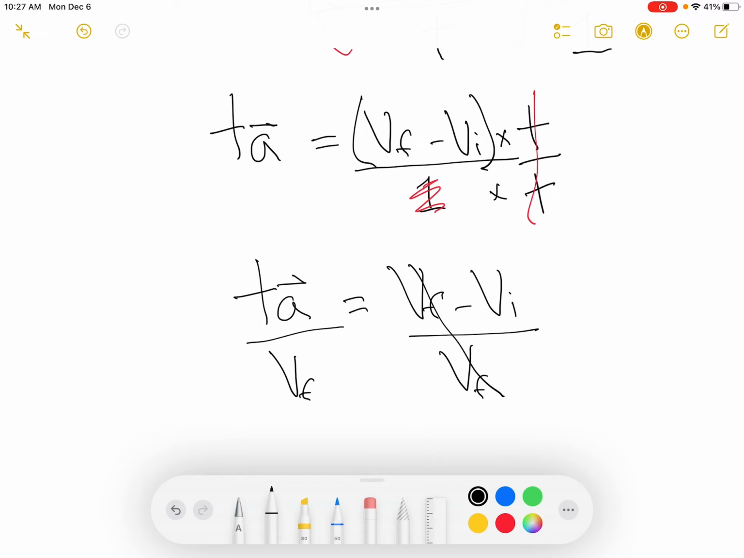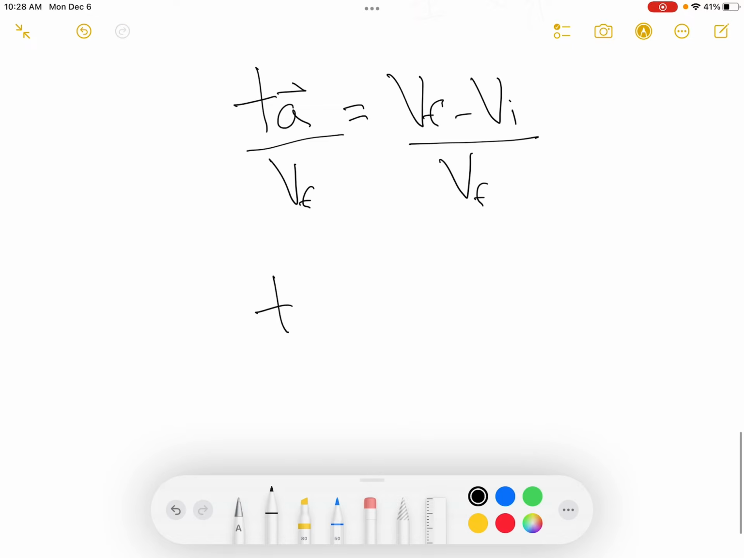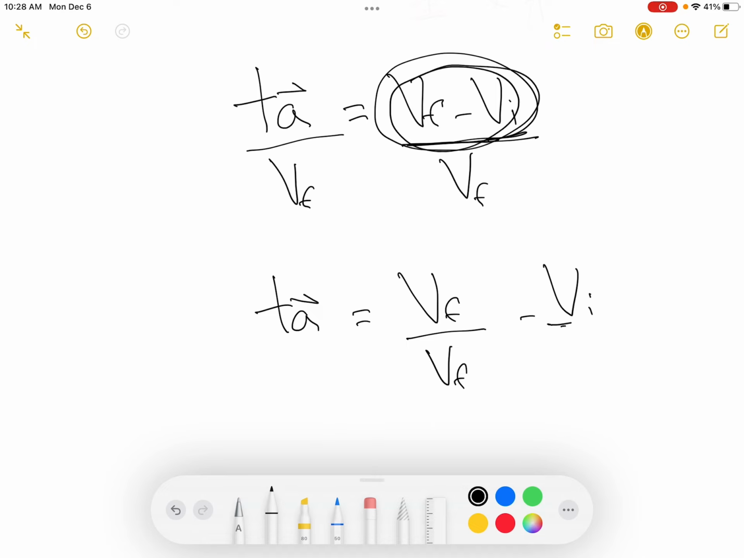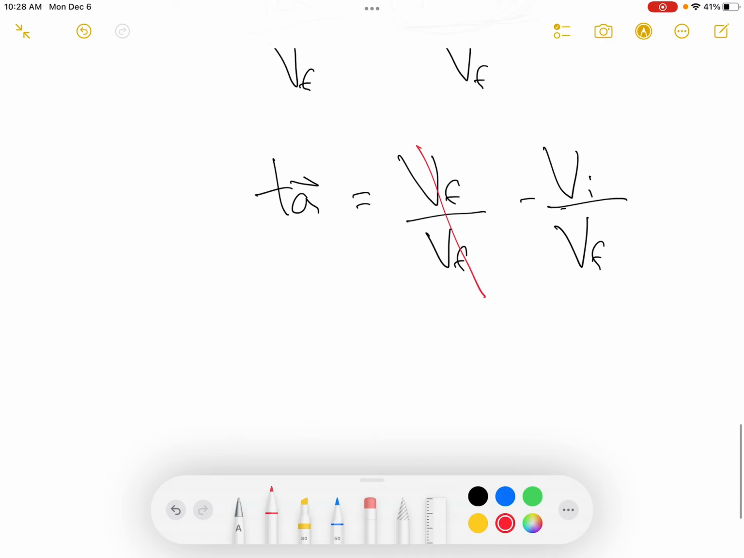Dividing Vf minus Vi by Vf will not quite cut it. Let me back up, because this is essentially the same thing as this. We are dividing this entire top by the final velocity. So if we break up that denominator, we could rewrite this as Vf divided by Vf minus Vi divided by Vf. And it is true that the first term is equal to 1, and we haven't broken any mathematical rules.